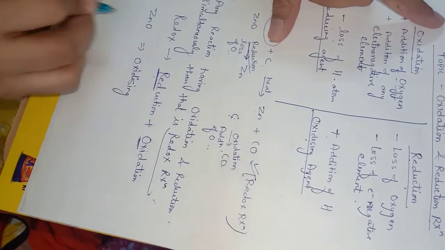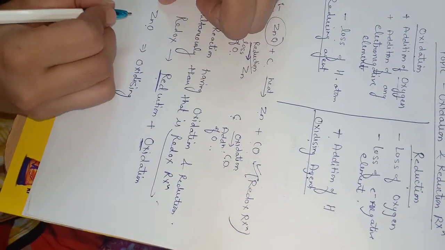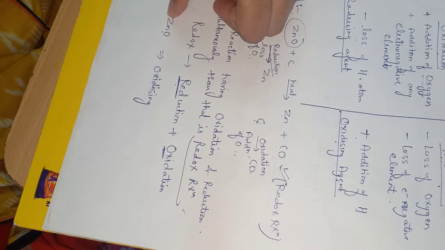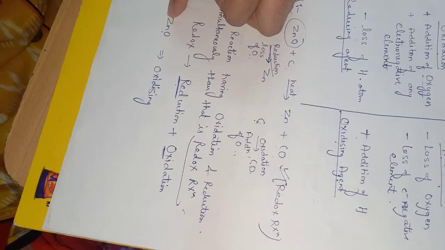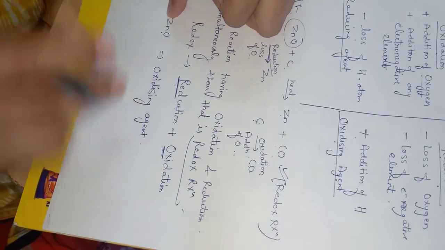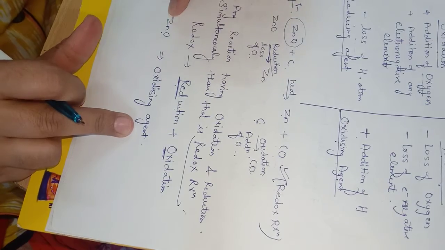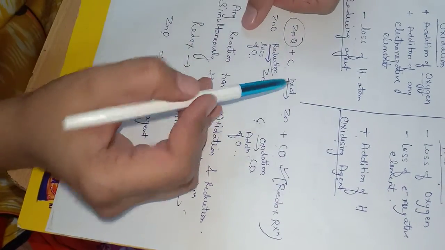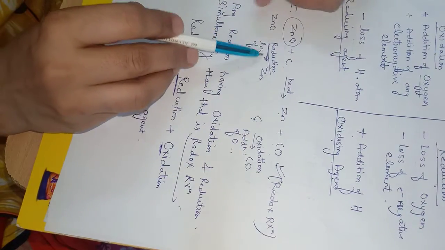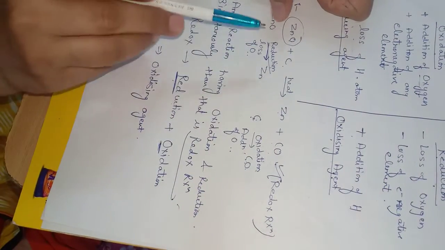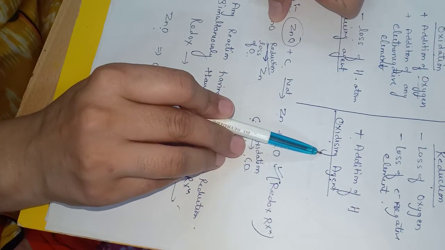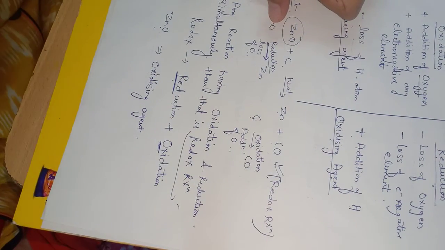That means a substance which easily loses oxygen, or which has oxygen to give someone, that agent is known as oxidizing agent. The oxidizing agent has the property of reduction. The one that gets reduced is the oxidizing agent.